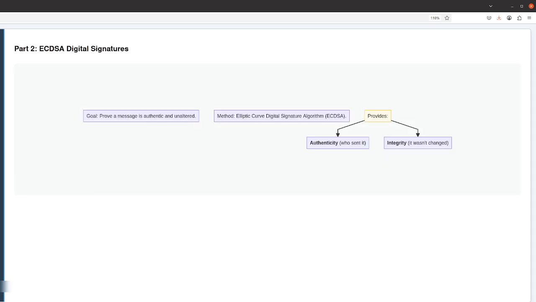ECDSA digital signatures. Now, let's explore the second major application of ECC, the elliptic curve digital signature algorithm, or ECDSA. A digital signature's purpose is to prove that a message came from a specific person and has not been altered. It provides two critical properties: authenticity, which verifies the sender's identity, and integrity, which ensures the message has not been tampered with. It is the cryptographic equivalent of a real-world, tamper-proof signature.